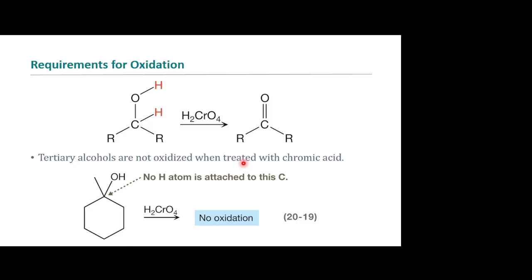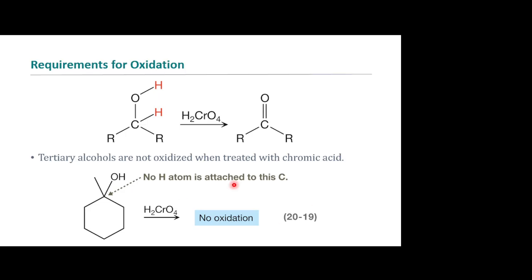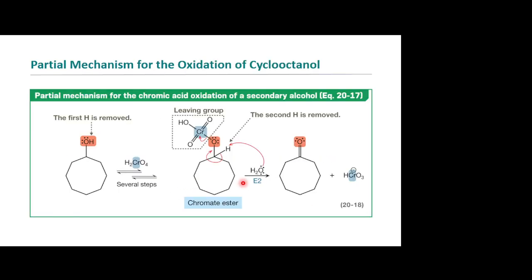All right. Let's talk a bit about some requirements for oxidation. So tertiary alcohols are not going to be oxidized when treated with chromic acid because we don't have any hydrogen atom right there. So you can't do that second part of this mechanism. You could form this structure right here, but you can't leave because you can't pull the electrons in to make that second bond. The carbon is too stable. You need a hydrogen to do that. So you'll get no oxidation here.